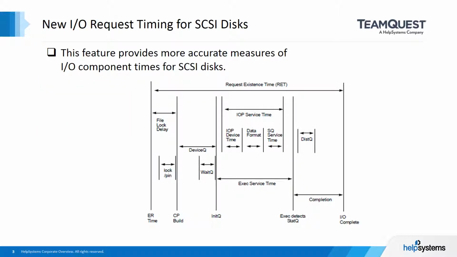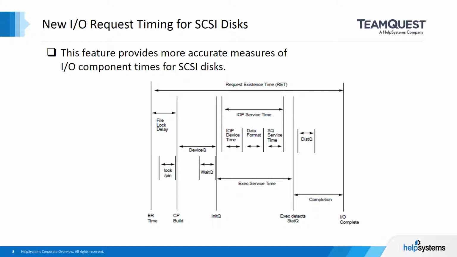This is the figure from the TeamQuest PAR and use reference menu on the new I/O request timing for SCSI disks. This feature provides more accurate measures of I/O component times for SCSI disks. Today's 200 microsecond granularity in I/O service time is too large, and PAR cannot calculate the transfer time. The new IOP statistics are reported directly by the IOP processors, and the granularity of microseconds is captured in SCSI and IOTRACE files.